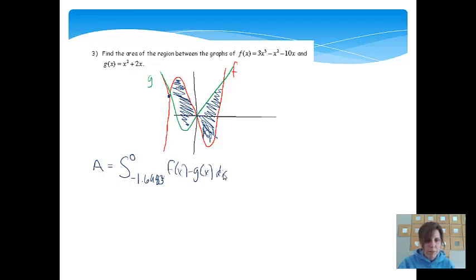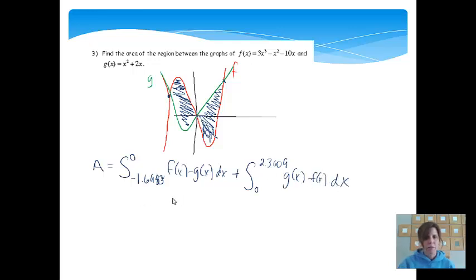Okay, and then I'm going to add it to, this one's going to start at 0, and this point of intersection occurs at 2.3609. And this time you'll notice for this right figure, the green graph is on the top, so g is on the top and f is on the bottom, so it switches around.